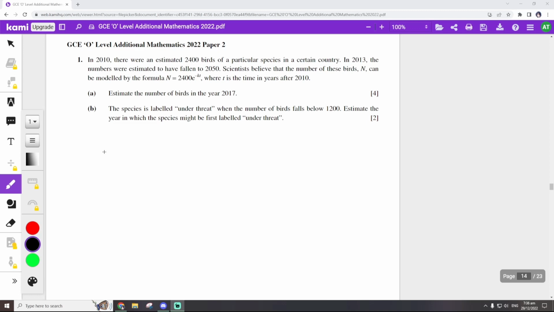So we have 2400 e power, now if I put in t equals 3, I'll get negative 3k. And this is 3 years after 2010, right? 2013. So we know that this is 2050. And from here we can solve for k. If I take the natural logarithm on both sides, I'll get negative 1 over 3 ln 2050 divided by 2400. Okay?